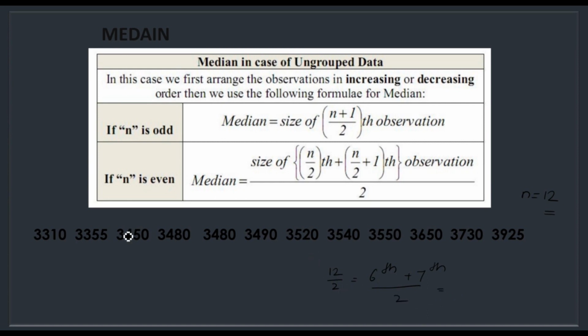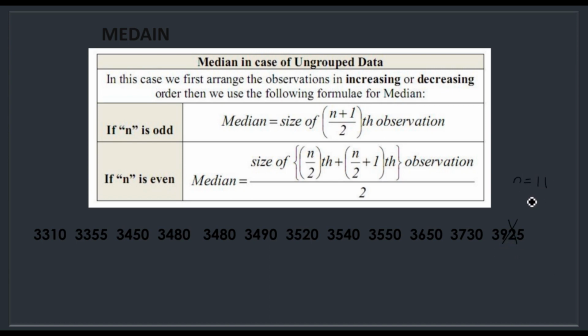So which one is the 6th observation? 1, 2, 3, 4, 5, 6. So 3490 plus 3520 divided by 2. So the median of this data set is 3505. If we assume that this value is not there, that is n equal to 11.